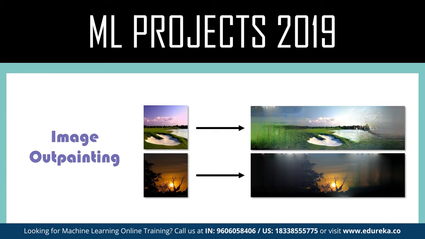Now this project is a Keras implementation of the Stanford image outpainting paper, which is incredibly cool and an illustrated paper, and this is how most research papers should be. I have given the links in the description below. Do check it out, guys, and see how you can implement it.